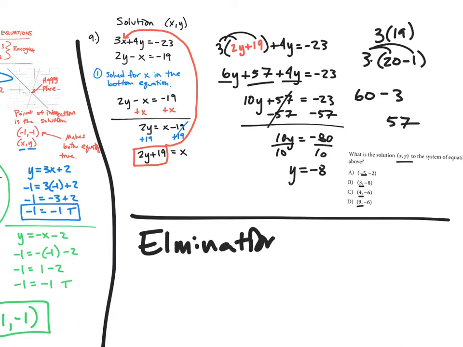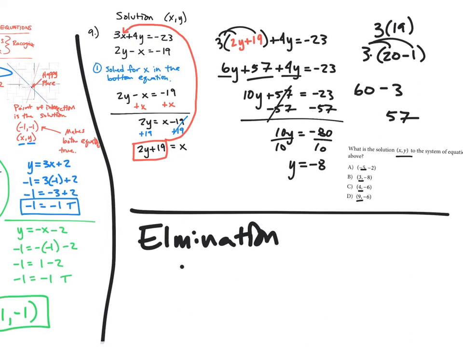Elimination. So you've got 3 options to solve these types of problems. You've got graphing, which we can't do on this. You've got substitution and elimination. That's it. I'm going to rewrite this problem down. And after looking at it a second time, elimination is probably faster.